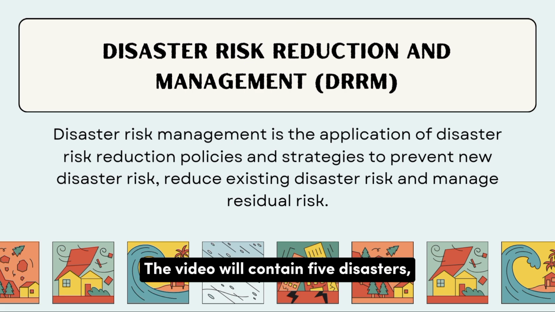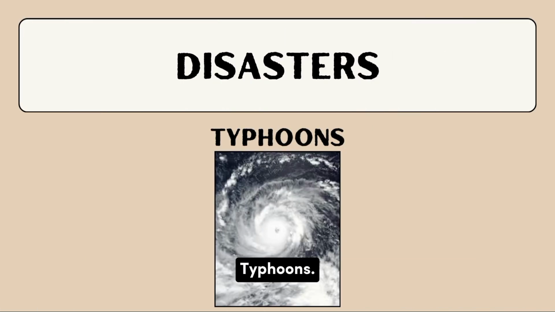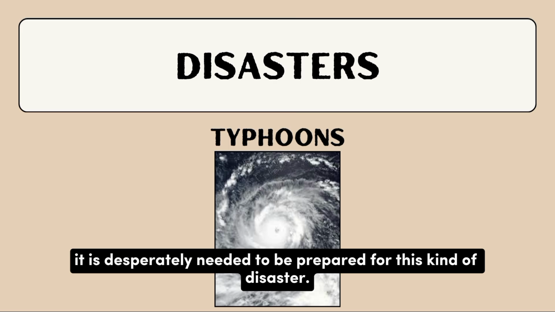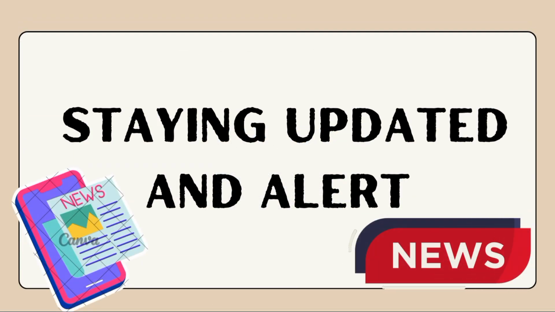The video will contain 5 disasters with 2 approaches for each of them. The first kind of disasters we'll be talking about are typhoons. The Philippines has an average of 20 typhoons a year, which is why it is desperately needed to be prepared for this kind of disaster. That is why our first approach is going to be staying updated and alert.